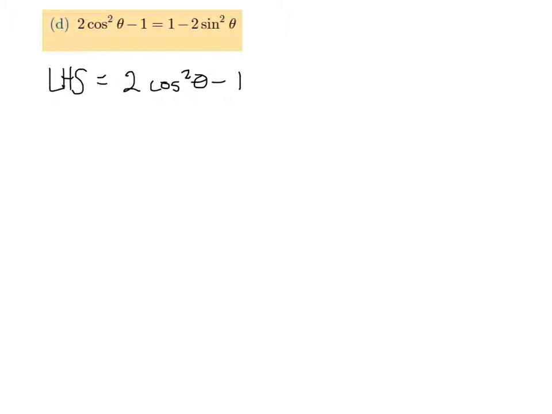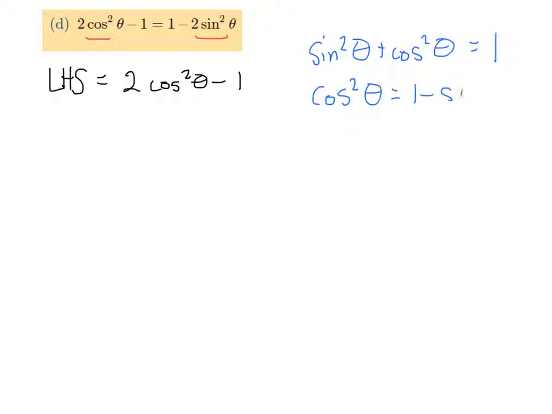Now, key to this one is we've got a cos squared and a sine squared. That gives us a hint that we need to use one of our trigonometric identities, the Pythagorean identity. That says that sine squared theta plus cos squared theta is equal to 1. Now, because we want to get rid of that cos squared and turn it into a sine squared, we can just write cos squared theta equals 1 minus sine squared theta.